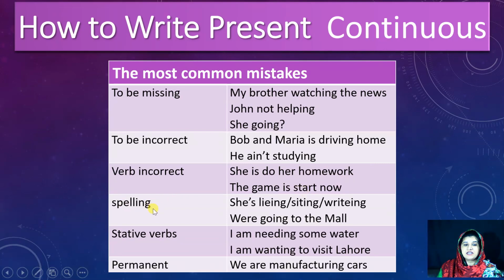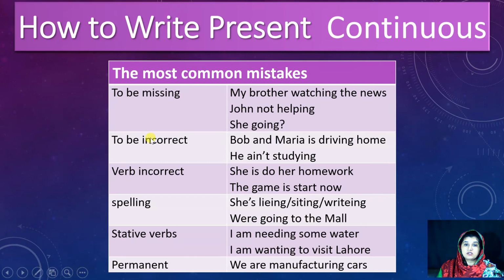Sometimes we make mistakes related to spelling. For example, she's lying. Here we need to drop IE and we need to add Y here. She is lying, L-Y-I-N-G. Next, sitting, you are well aware, we need to add double T here. Then writing, we need to remove E and we'll write W-R-I-T-I-N-G. Or we are going to the mall. Here the apostrophe is missing. We use contraction and for that it's compulsory for us to use an apostrophe. So what will we say? We're going to the mall.